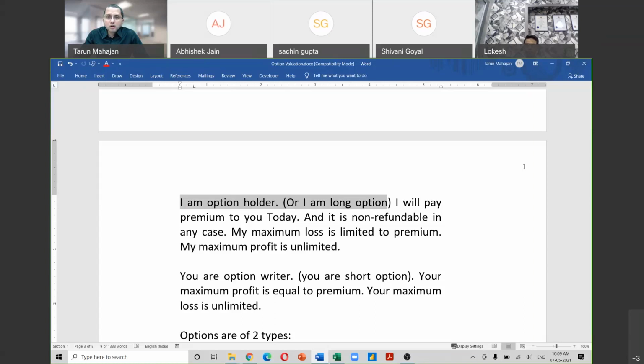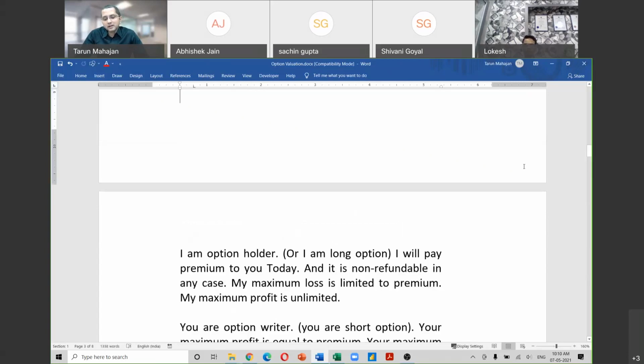I may be long or short on the underlying, but I'm surely long on the option. And you're surely short on the option. One who is long on the option pays premium initially. One who is short on the option receives premium initially. So the long option position offers maximum loss up to premium and unlimited profit. The short option position offers unlimited maximum loss and profit limited up to premium.